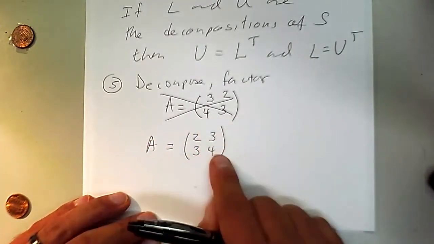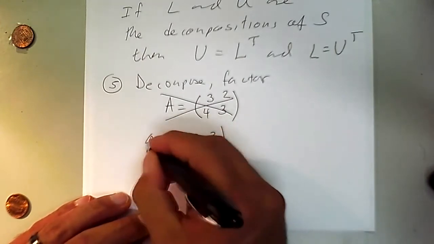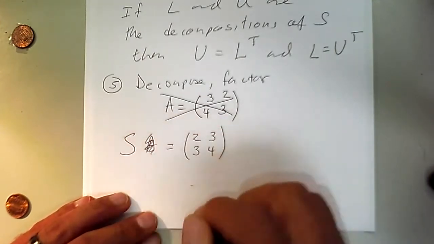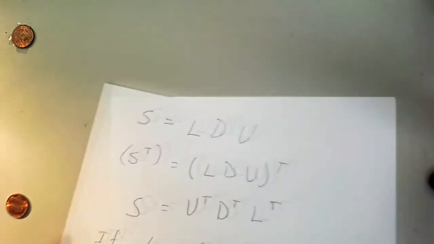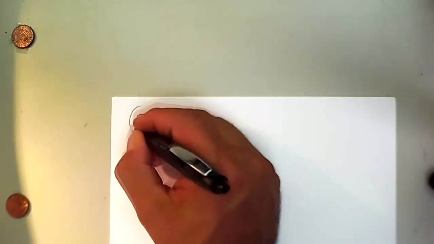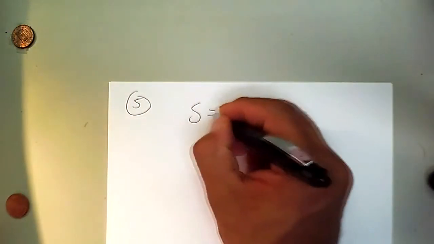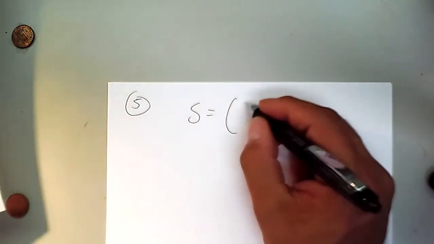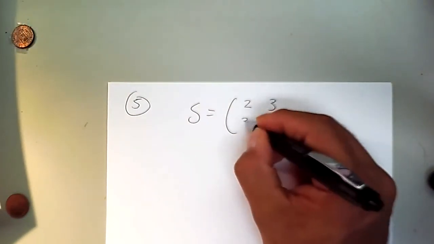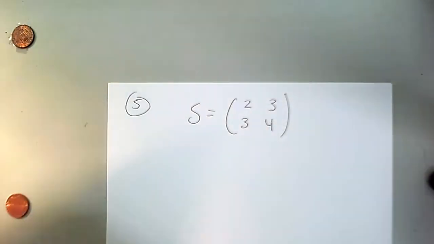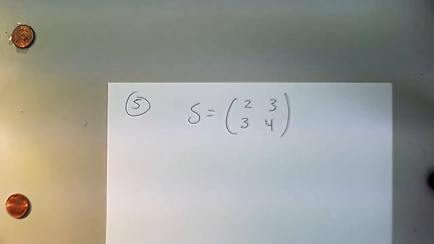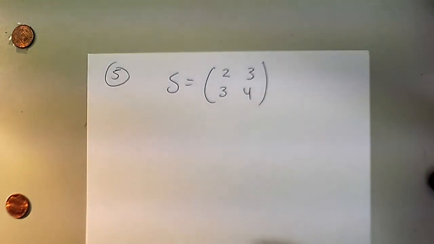All right, so in fact, I'm going to change the name to S. So let's start the example again here. Example 5. Sorry to do this. S equals, so it's a symmetric matrix, 2, 3, 3, 4. That is symmetric for sure. And we want to find the factoring into lower triangular and upper triangular.